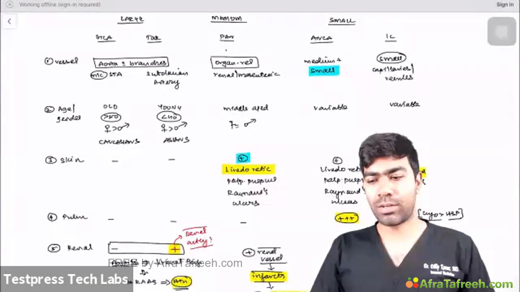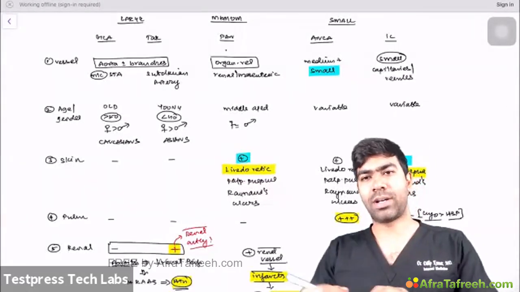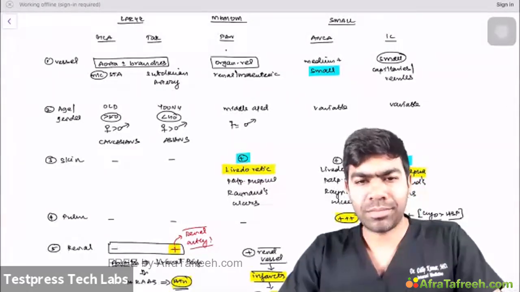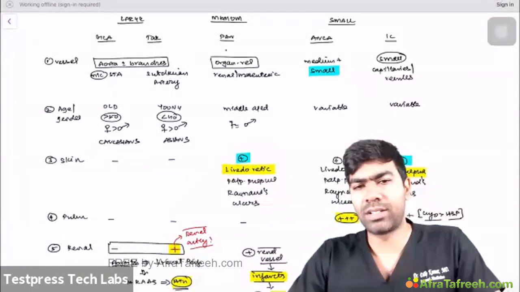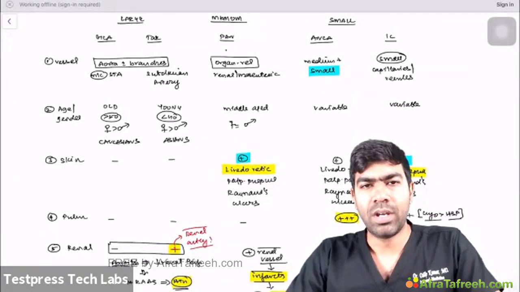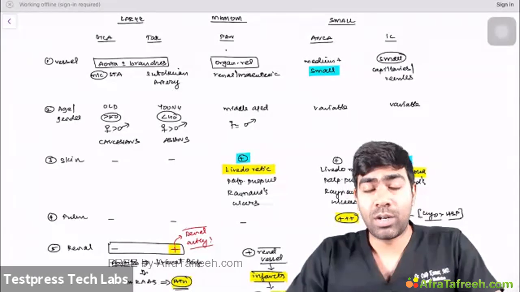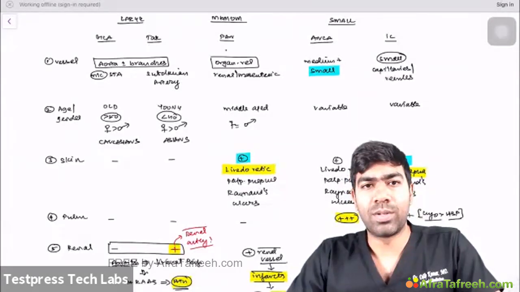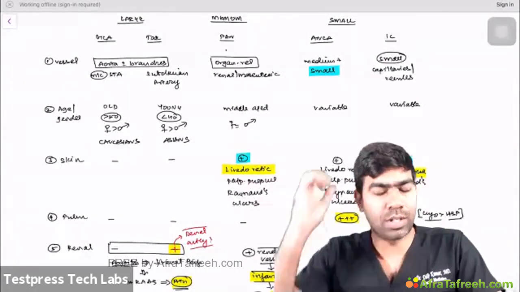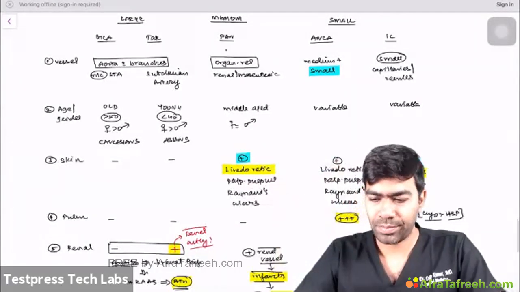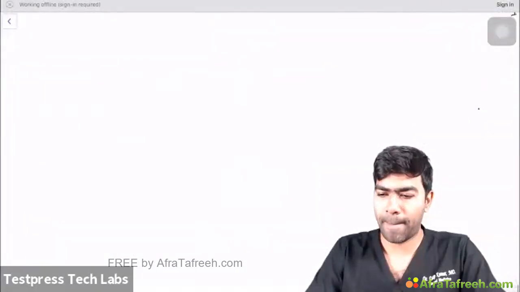Let us discuss each and every different type of vasculitis. Start from the large vessel vasculitis, then the medium vessel vasculitis, then finally the small vessel vasculitis. First, the large vessel vasculitis that we're going to discuss is giant cell arteritis, GCA. That we're going to discuss first.